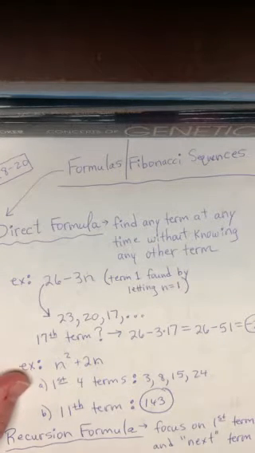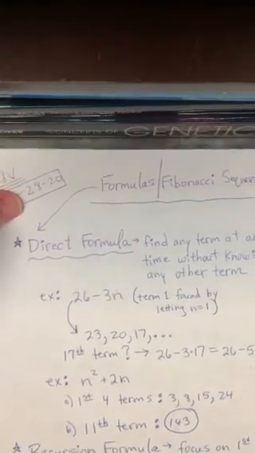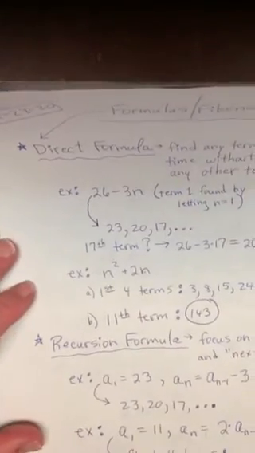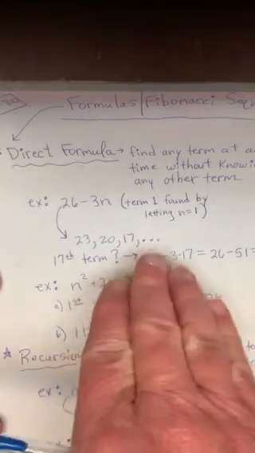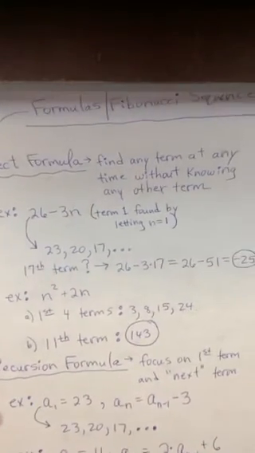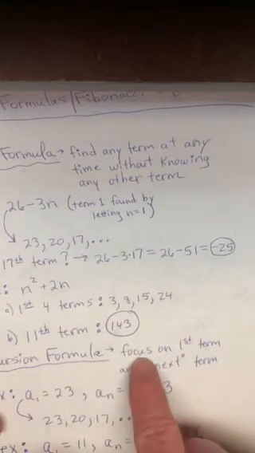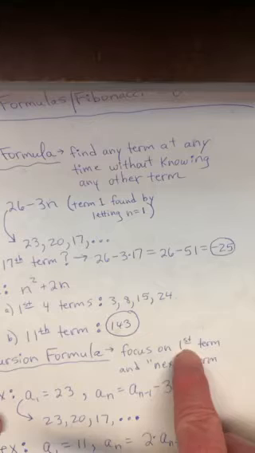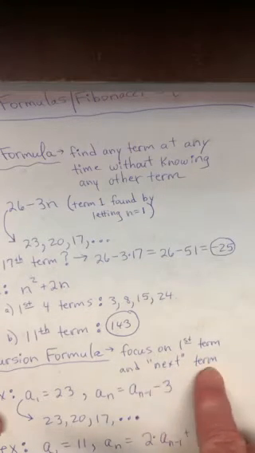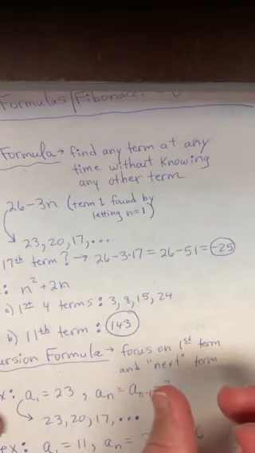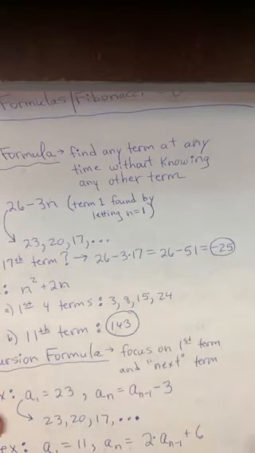Okay? The other way that a sequence can be represented instead of a direct formula is something called a recursion formula. Now, a recursion formula is obviously different, or it wouldn't be a second kind here. The little note I've got next to recursion formula says, focus on the first term and then focus on what would be, quote, the next term. You've always got a first term given to you, and then you got to calculate or figure out what would the next term look like.